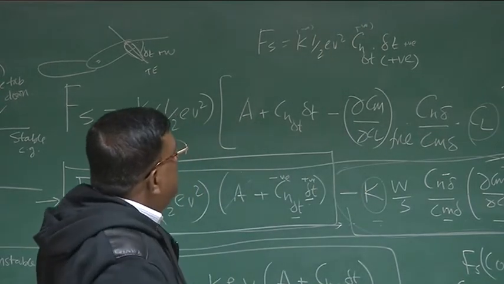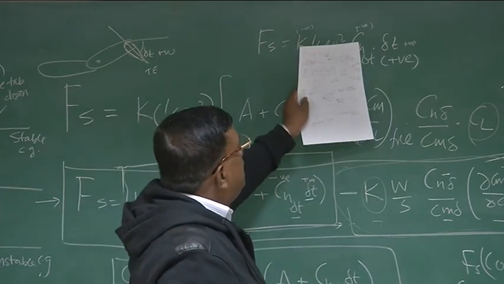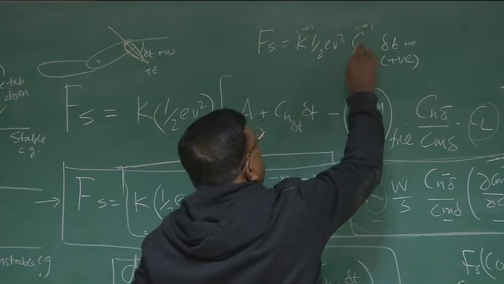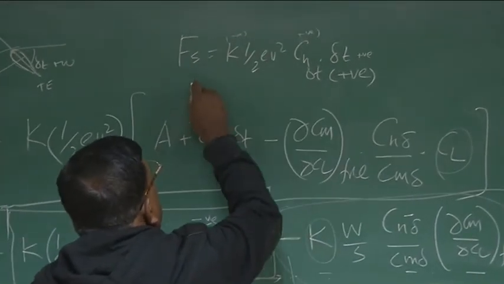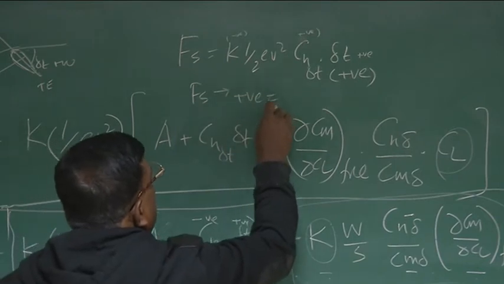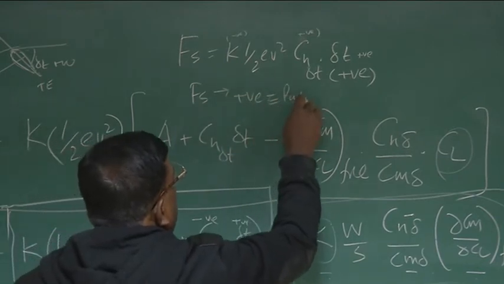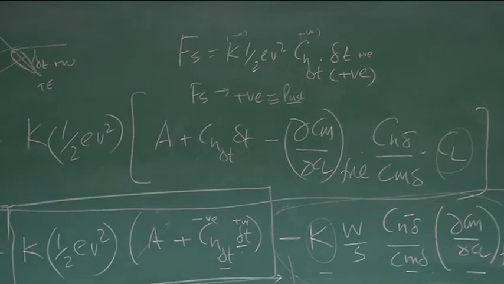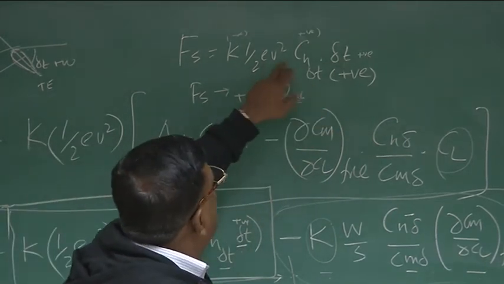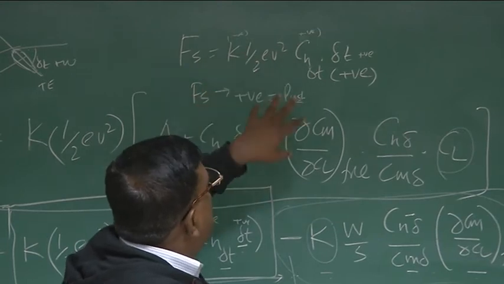So what is happening? Positive, positive, positive into negative. Okay, so negative into negative, positive. So Fs I am getting positive. So this will give a push force by convention. This is clear? This is positive, this is negative, and this is also negative. So total sign becomes positive.